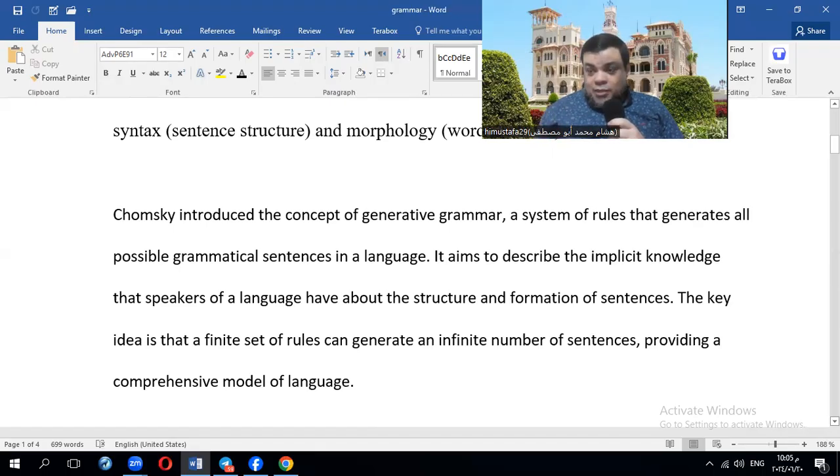For example, we have phrase structure rules in generative grammar: NP plus VP, noun phrase plus verb phrase. This is the structure of the sentence. This rule can generate an infinite number of sentences. So we can generate an infinite number of sentences using this single rule. That is the meaning of generative, to generate. From these rules, we generate an infinite number of sentences.